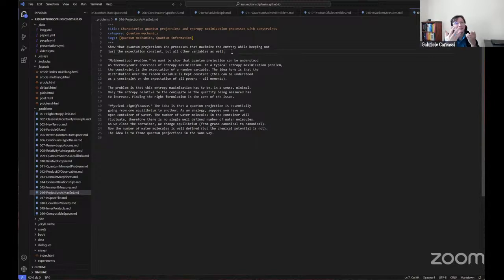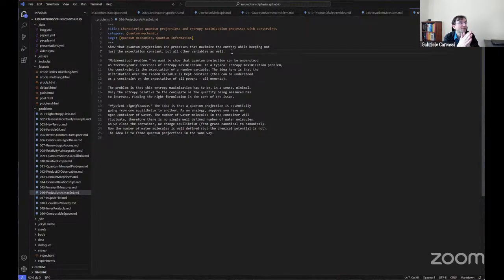So the ideas of eigenstate, eigenvectors and eigenvalues don't really generalize well to the continuum, and I try to understand what is the thing that does. But anyway, at least in finite dimension, this should work. And so the mathematical problem: we want to show that quantum projection can be understood as a thermodynamic process of entropy maximization.